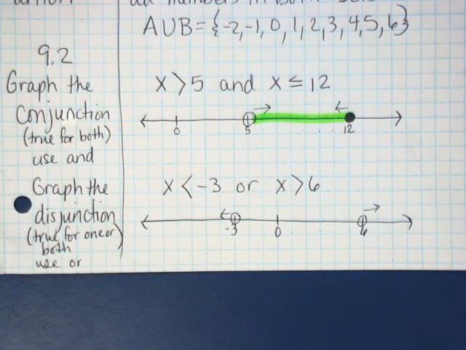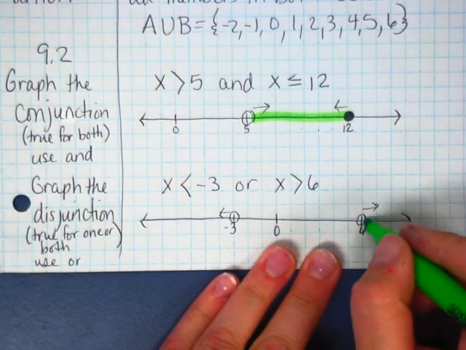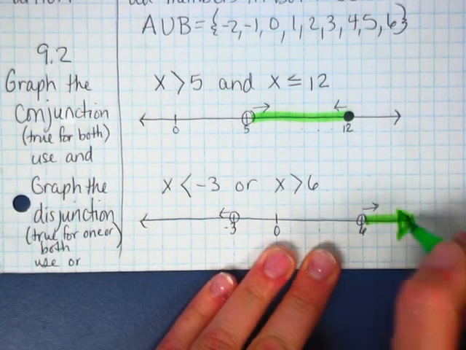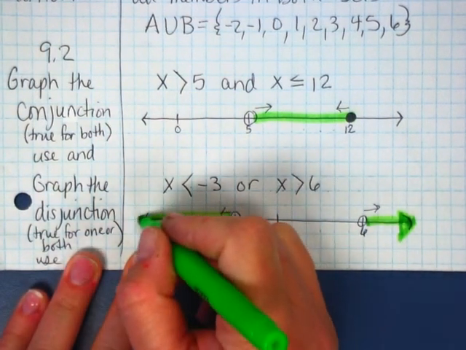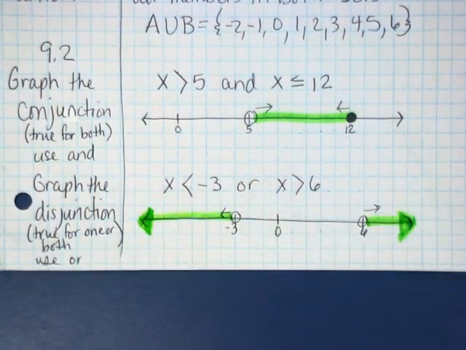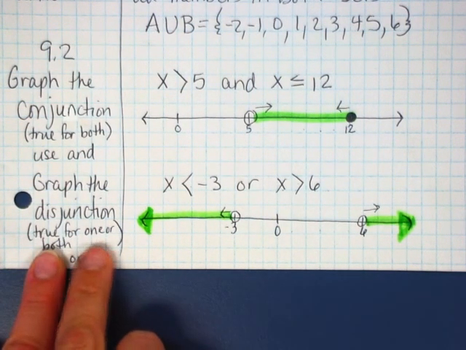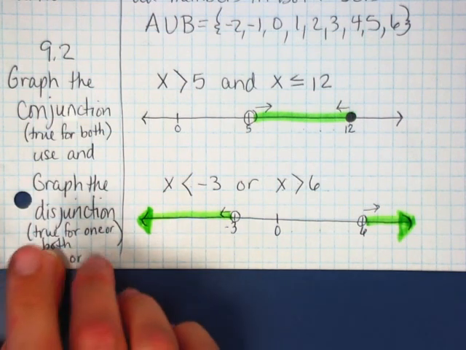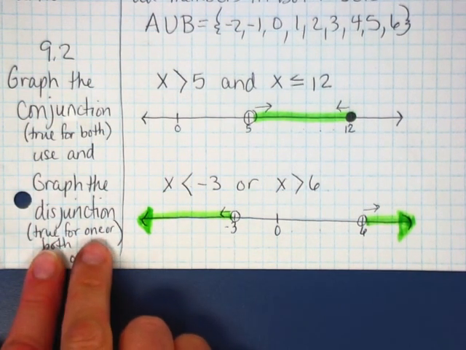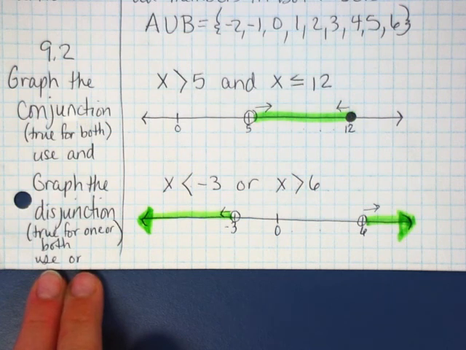You'll notice they do not come together. So we have to use the or because a number cannot be both of these things. It cannot be less than -3 and greater than 6. So again, we're looking for one that could be true for one or both, usually only true for one, and then they use the word or.